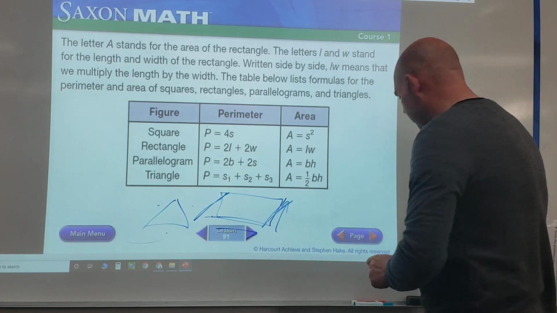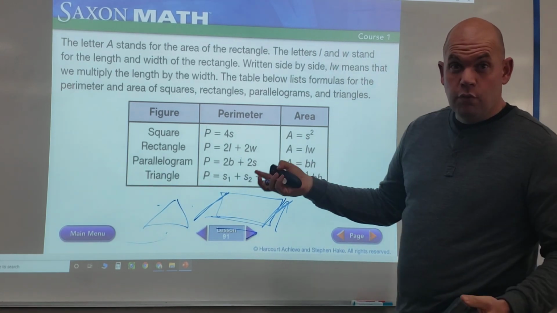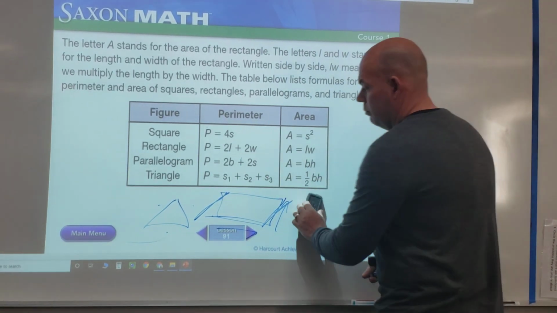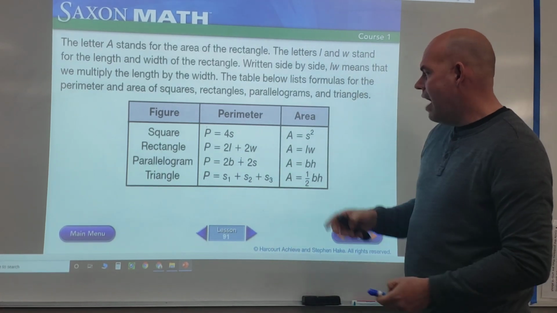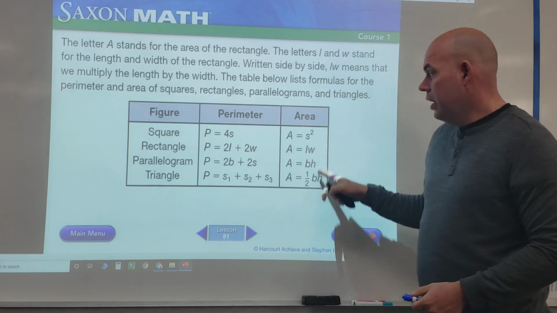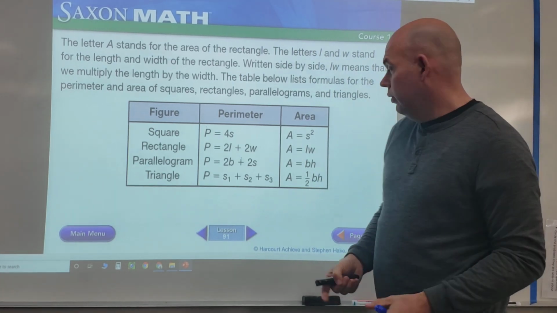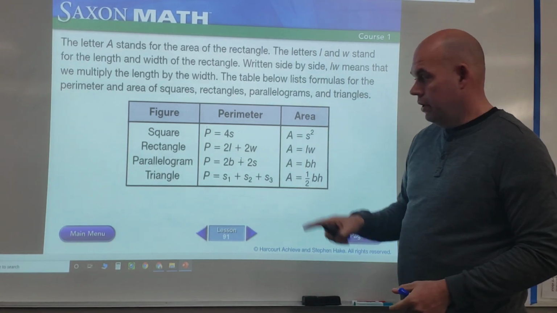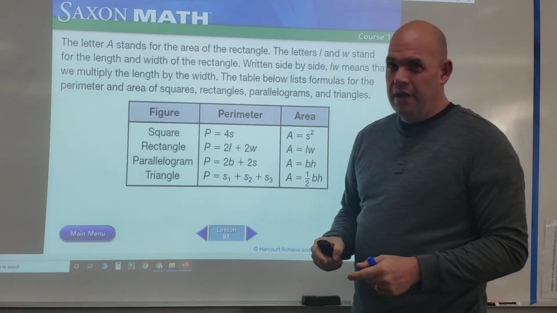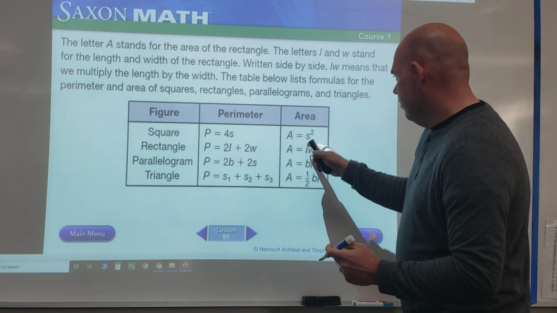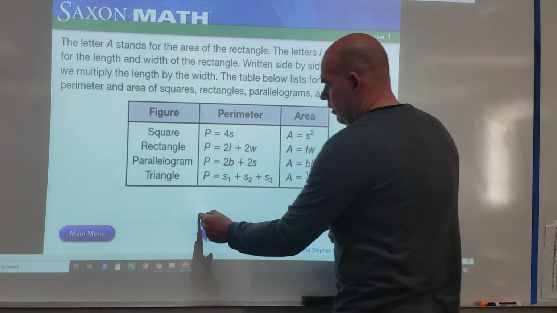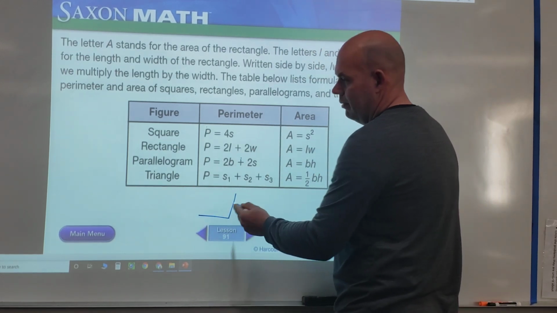We've done that for a while. In fact, you've been doing a lot of these formulas since 2nd and 3rd grade on perimeter, and so you've had a lot of practice with that. What we haven't had as much practice with is area. Now with a square, area is pretty simple. It's just side squared, right? Because remember, you take one side and you multiply one side times the length times the width.